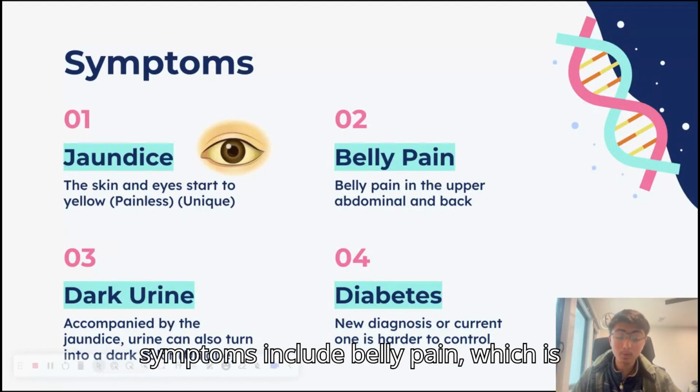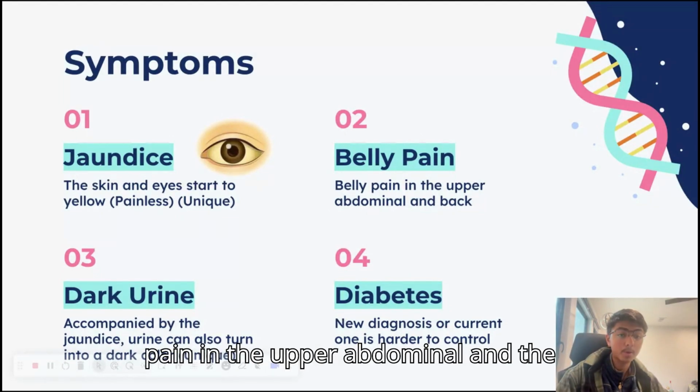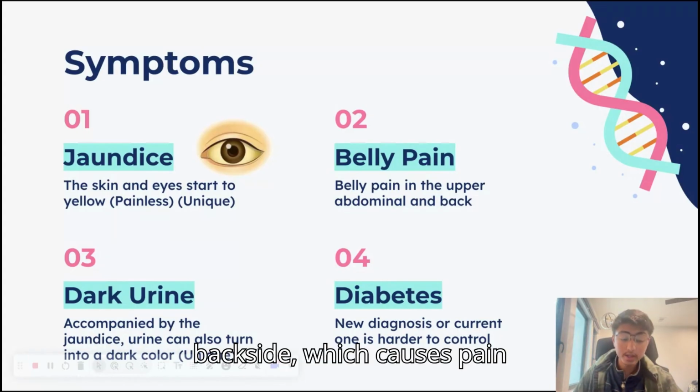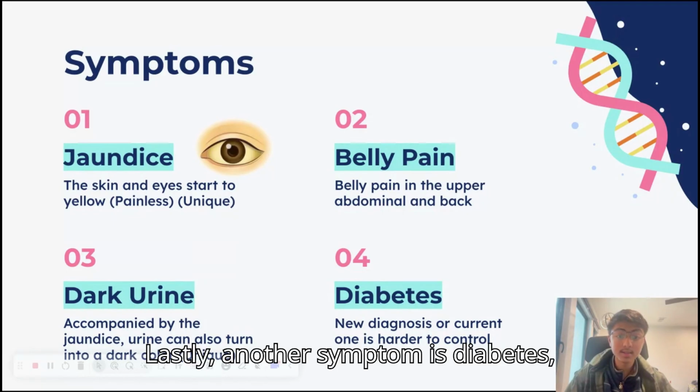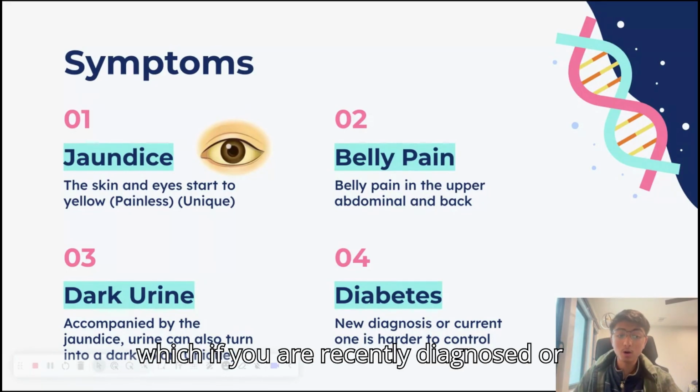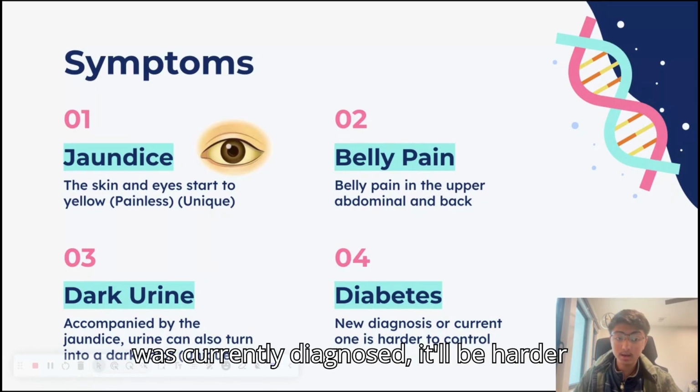Some other symptoms include belly pain, which is pain in the upper abdomen and the back, which causes pain whenever you sit down or lie down. Lastly, another symptom is diabetes, which, if you are recently diagnosed, will be harder to control.